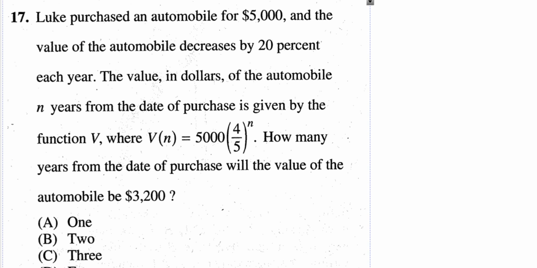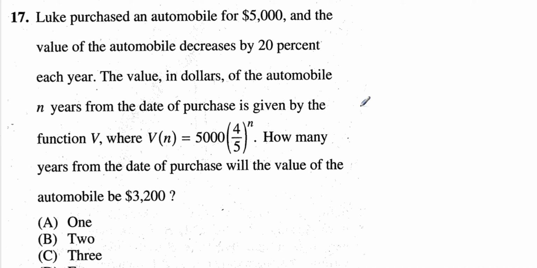All right, let's look at number 17 here together. Luke purchased an automobile for $5,000, and the value of the automobile decreased by 20% each year. So then the function is given in this way. How many years from the date of the purchase will the value be over here?